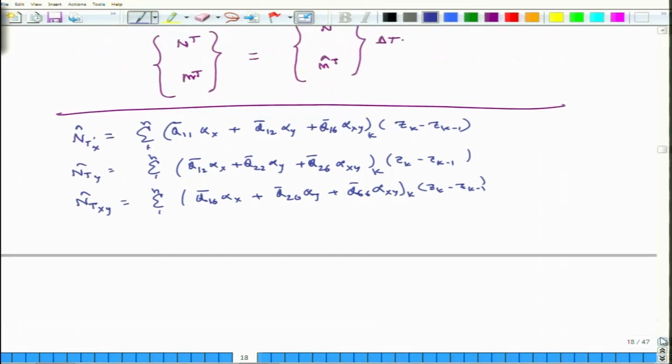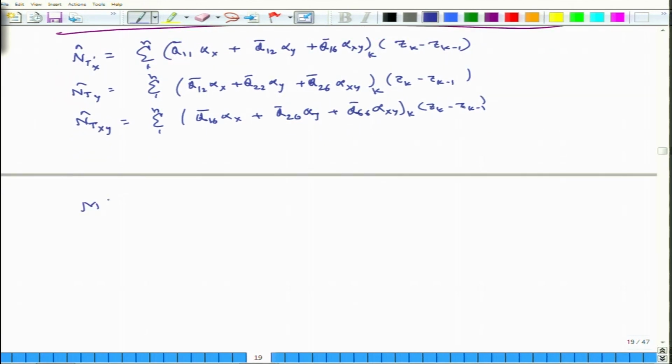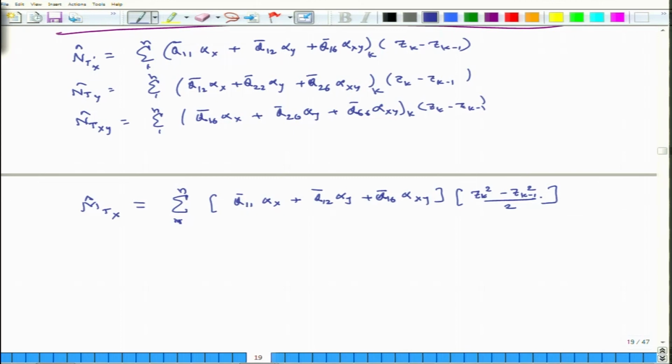So, this is how we define N T hats, and I will just write one expression for M T, and using analogy you can have expressions for M T y and M T x y also. So, M hat T in the x direction is equal to the summation from 1 to n of Q11 bar alpha x plus Q12 bar alpha y plus Q16 bar alpha x y, and instead of thickness we have z k square minus z k minus 1 square divided by 2. And similarly, we can develop expressions for M T y and M T x y.